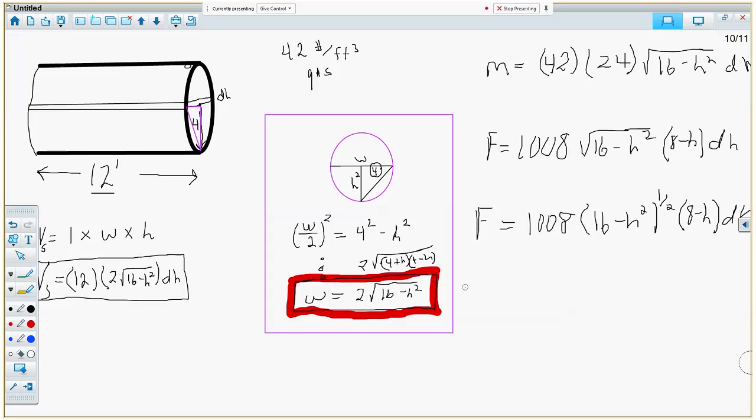Basically, you're going to get F, or work, is equal to the integral from 0 to 8 of 1008 times the quantity 8 times 16 minus h squared to the 1/2 power, minus h times 16 minus h squared to the 1/2 power, dh.